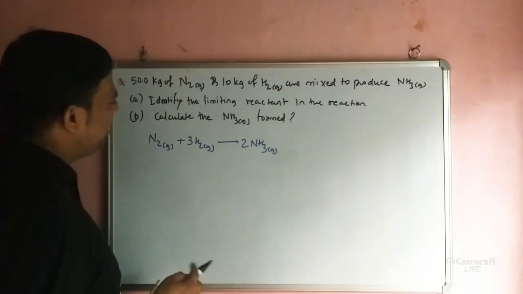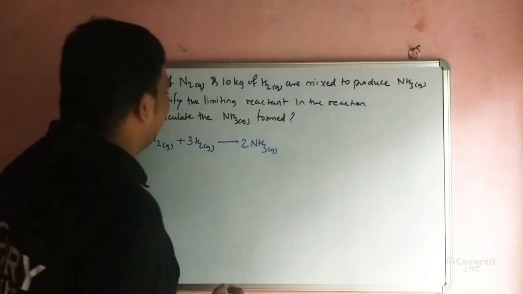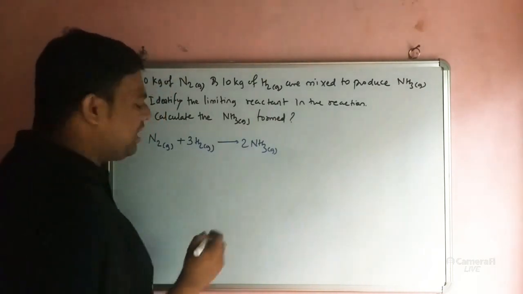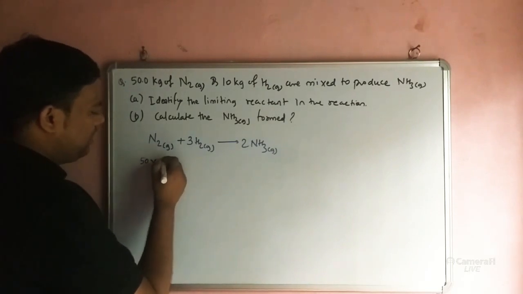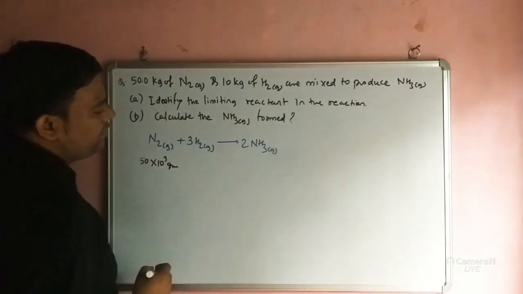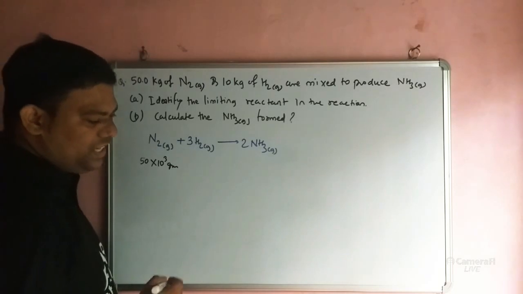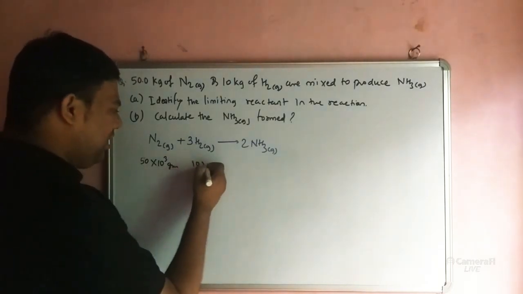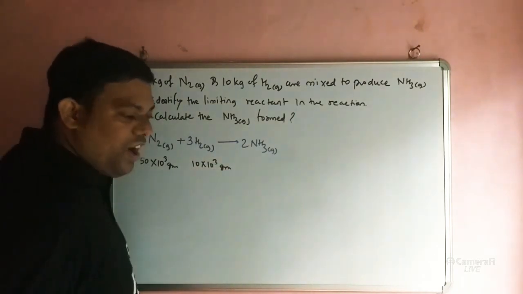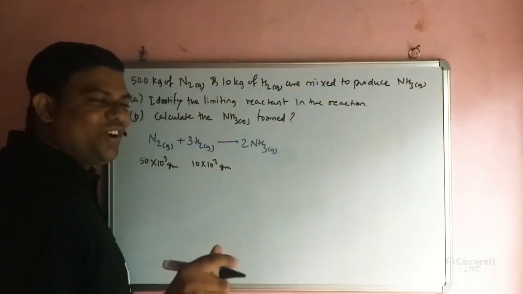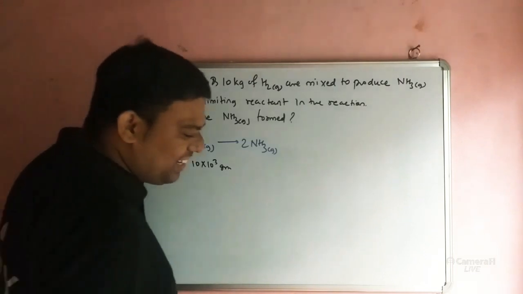So beta, N2 is how much? 50 kg. Let us convert it into grams: 50 into 10 raised to 3 gram. And H2 is 10 into 10 raised to 3 gram. So we have to identify the limiting reactant.